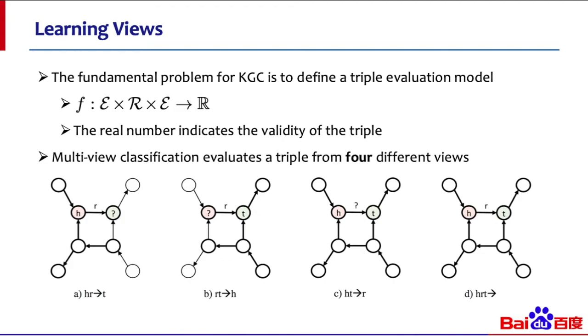Figure A indicates the prediction of tail given head and relation. Figure B indicates the prediction of head given relation and tail. Figure C indicates the prediction of relation given head and tail. And Figure D indicates the prediction of the validity given all the three components. The context of the candidate triple is also used for prediction. Here, the context is the subgraph surrounding the candidate triple.